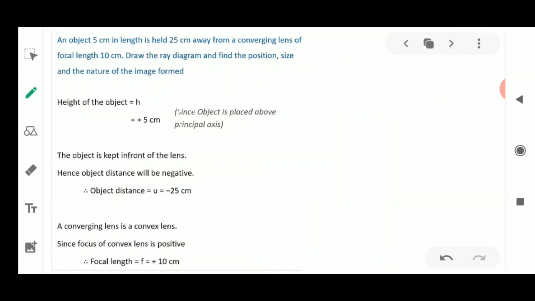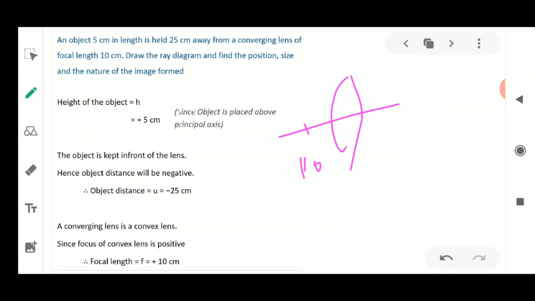This numerical says that an object of 5 centimeter in length is held 25 centimeters away from a converging lens. What is this converging lens? Converging lens means it is talking about the convex lens. So this converging lens has a focal length of 10 centimeters. Next, we need to draw the ray diagram, and to find out the position, size and nature of the image formed.